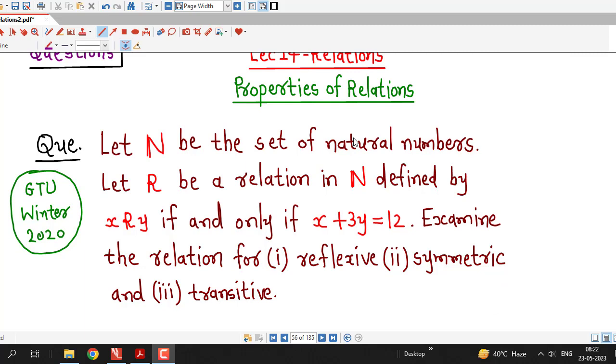In this lecture we are going to discuss this question on the properties of relations, and this question was asked in GTU Winter 2020 exam. First we understand what is this question.